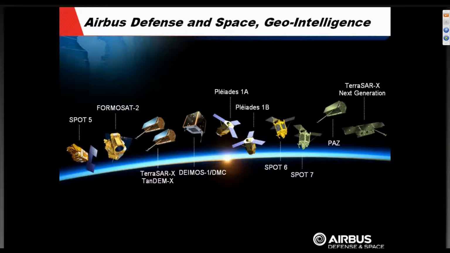To introduce Airbus briefly, Geointelligence at Airbus Defense and Space today is one of the leading providers of geospatial information. We're offering commercial access to the most advanced optical and radar satellite constellations. So there are the optical satellites of the Spot family and the Pleiades satellites, as well as the Formosat and Deimos satellites. And additionally, we also have two radar satellites, TerraSAR-X and TanDEM-X.